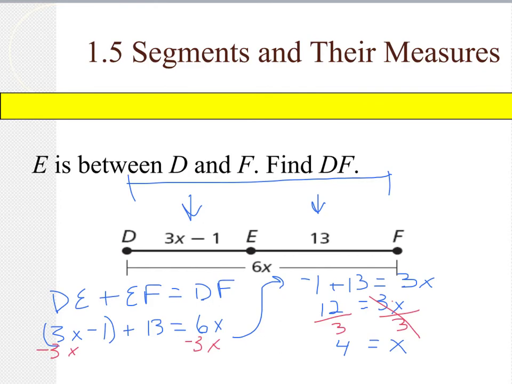Now, remember, because it is not a word problem, there is no label behind the 13, no label behind the 1. We do not need a label for x. X is equal to 4, so my answer is 4.